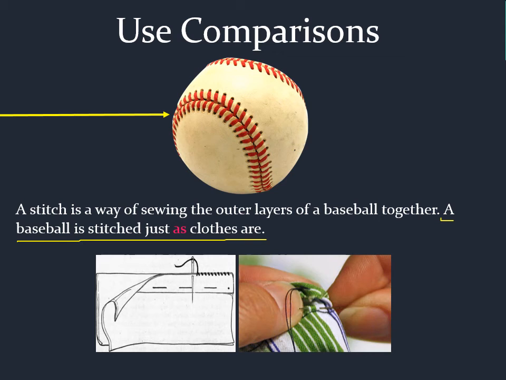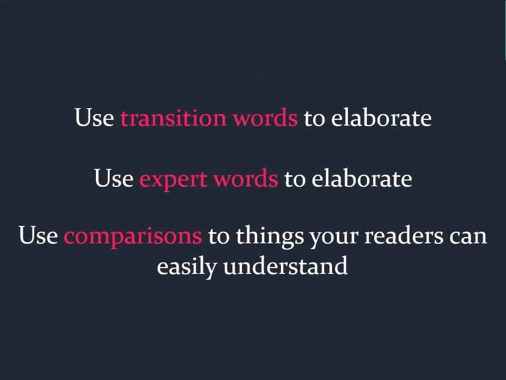Okay, so I want you, if you're talking about dogs or Minecraft or riding a bike or doing anything that has some expert words or lingo, you need to explain them. Okay, and a great way to do it is to use like or as to make comparisons to things people already know. So remember, in our writing, we're using transition words to elaborate, we're using expert words to elaborate, and we're going to use comparisons to things that your readers can easily understand.